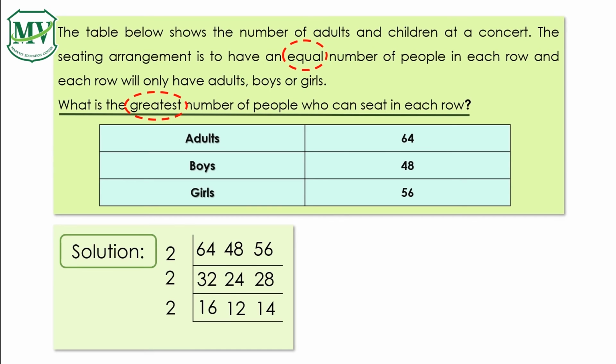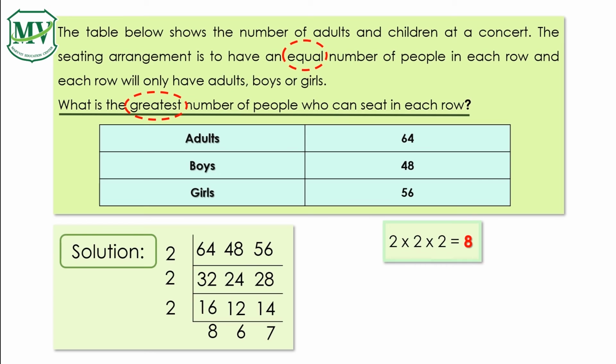16 divided by 2 is 8. 12 divided by 2 is 6. 14 divided by 2 is 7. So we stop from here since there is no common prime factor that we can divide except 1. Then what's next? Yes, we will multiply all the divisors. 2 times 2 times 2 is equal to 8.